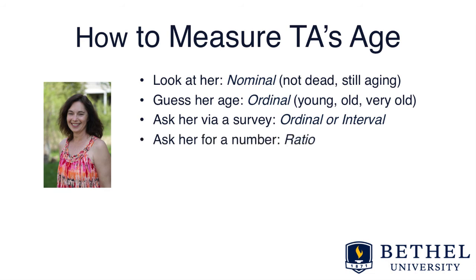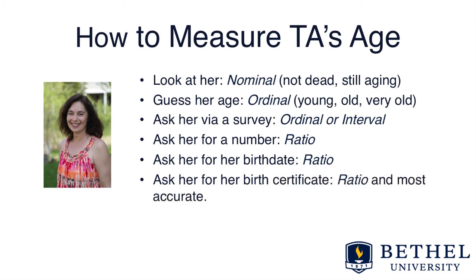You could ask her for a number. You could say, TediAnne, tell us how old you are. And that would be a ratio scale because we have said in our society, age is counted from exit from the womb, which is 0. You could ask her birth date, but actually a birth date is a ratio scale. Can you think about why that might be? You could also ask her for her birth certificate, and that would likely give you ratio scaled data that is the most accurate. Why? Because they don't lie on birth certificates.